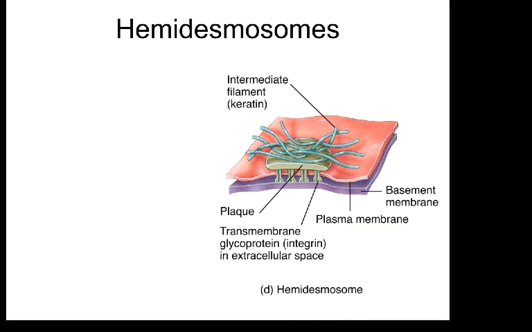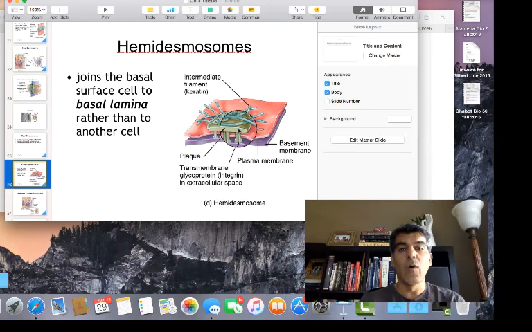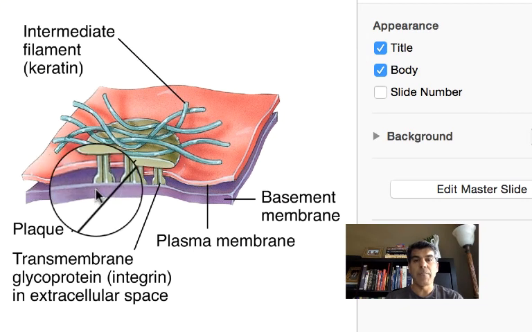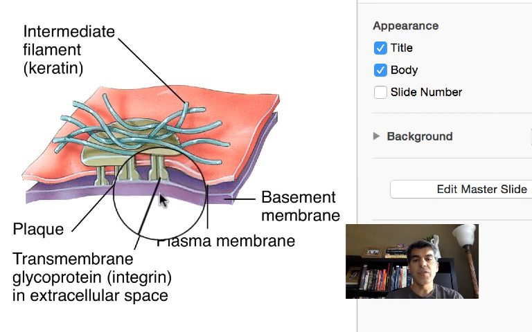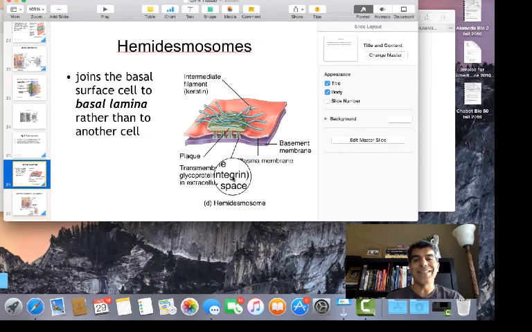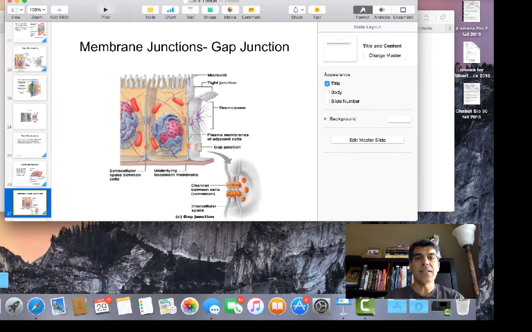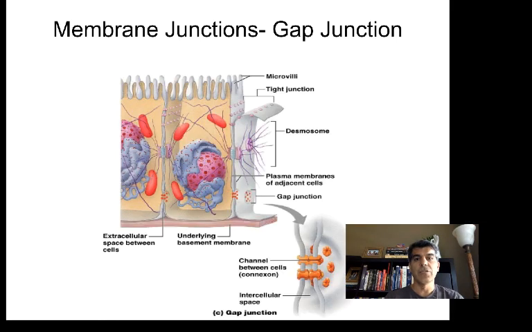What is hemidesmosome? As opposed to desmosome that attaches cells to another cell, we need attachment between the cell and basement membrane. That's why it's called hemi or half desmosome, because it doesn't attach one cell to another cell, but attaches cells to the basement membrane. In the hemidesmosome, you have only one cell attached to the basement membrane. The filament here also is an intermediate filament, and the protein here, instead of being cadherin, is another type of glycoprotein. It's called integrin. The last, but not the least, type of junction is called gap junction.